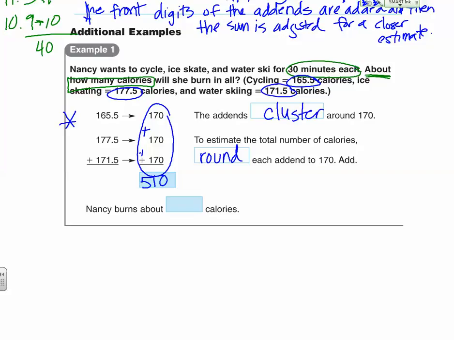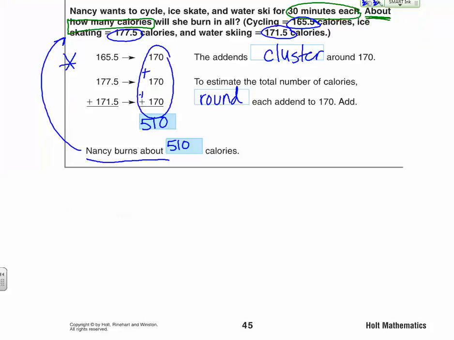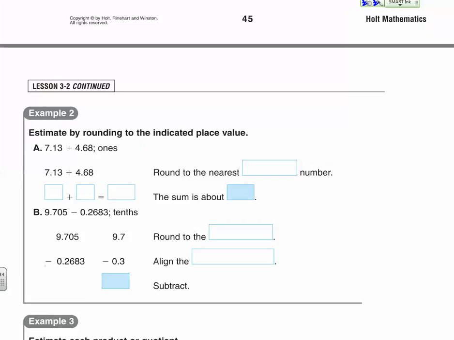So our final answer, going back to the question, was how many calories will she burn in all? Nancy burns about 510 calories in all if she were to do 30 minutes of each of these. Okay, that's a pretty good workout for an hour and a half. Let's move on down to example 2.